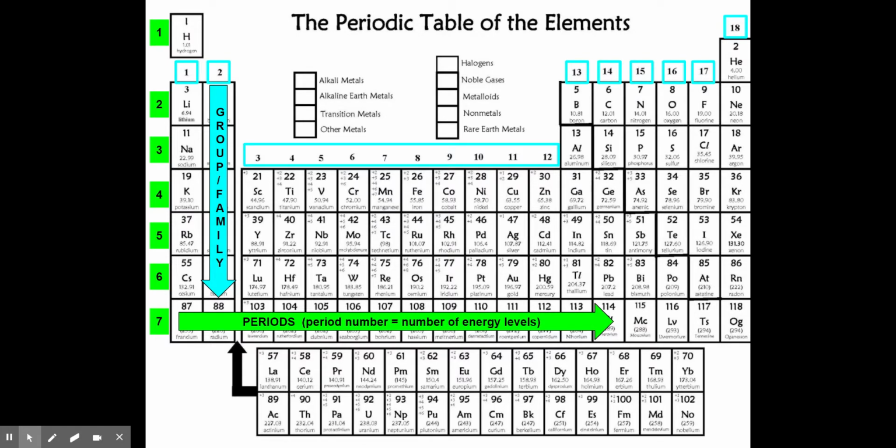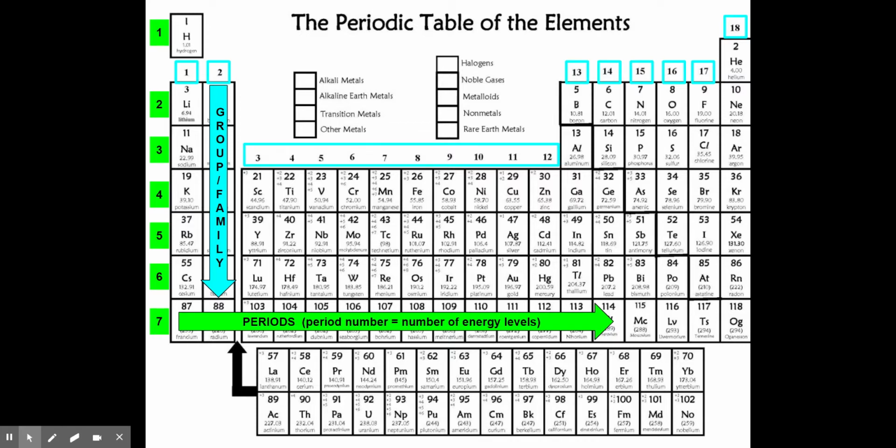So again, groups or families are going to be the vertical columns. You'll notice those there outlined in the aqua. And we have our group numbers there. Those have the aqua colored boxes around them. Just above lithium, we have the 1 there, and that's group 1. Group 2 is next to that. Group 3, 4, etc. through the middle there. And then we end up finally on the very far right side with group 18.